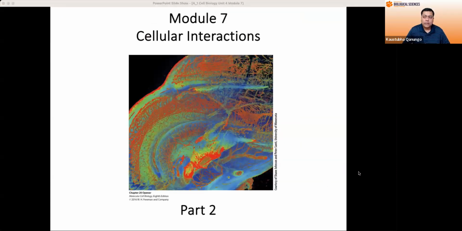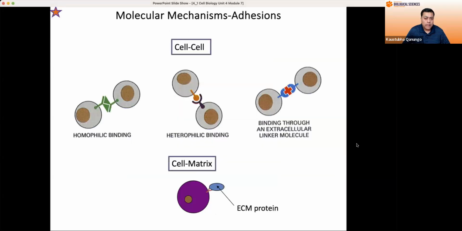So let's start with part 2. All right. So now we are looking at the molecular mechanism of the adhesion. First, we are looking at cell-to-cell interaction and cell-to-matrix interaction. There are a couple of different types of cell-to-cell interaction. The first one is homophilic binding. And we saw that just now in the adhesion belts, where you have the cadherins in between your desmosomes, E-cadherin-like proteins as well. So that is your homophilic binding.